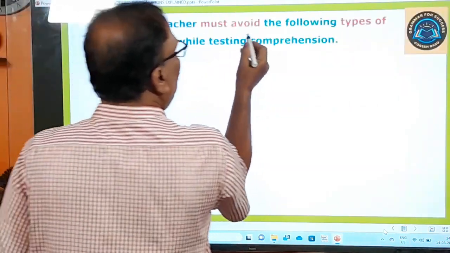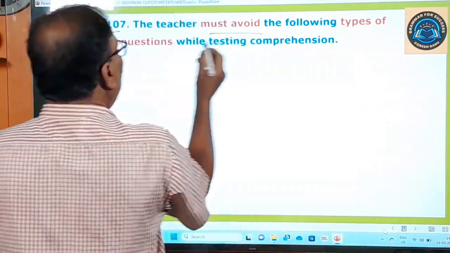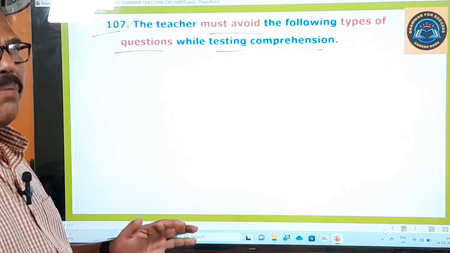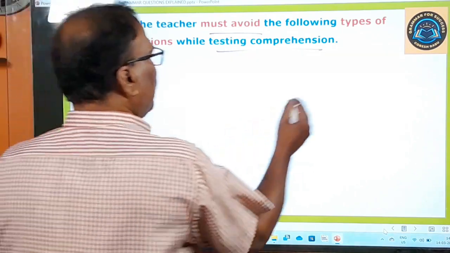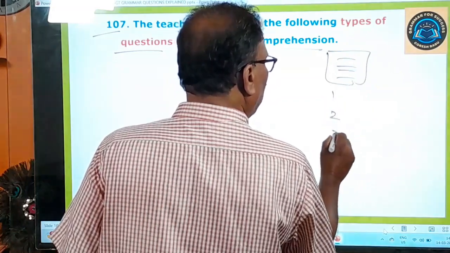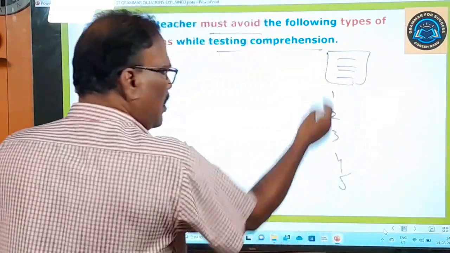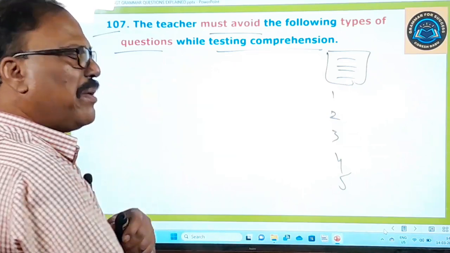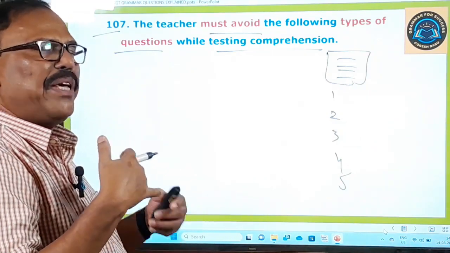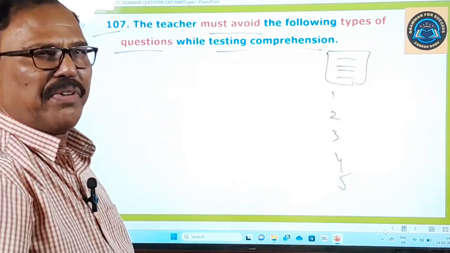107. The teacher must avoid the following types of questions while testing comprehension. Comprehension means, as you know very well, a passage is given and you have to read this passage and answer the questions given below. This is called comprehension. This is very, very important. This kind of question is given in almost all the competitive examinations.